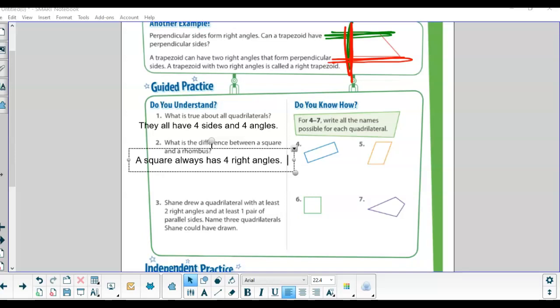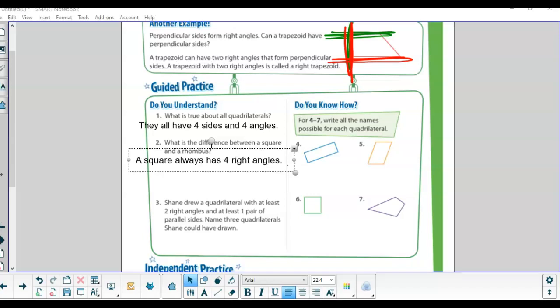Now, of course, I didn't say more than 4 because I know a quadrilateral only has 4 angles. And at least 1 pair of parallel sides. Does that mean it can have 2 pairs of parallel sides? No, it doesn't mean that. So there has to just be at least 1 pair of parallel sides.